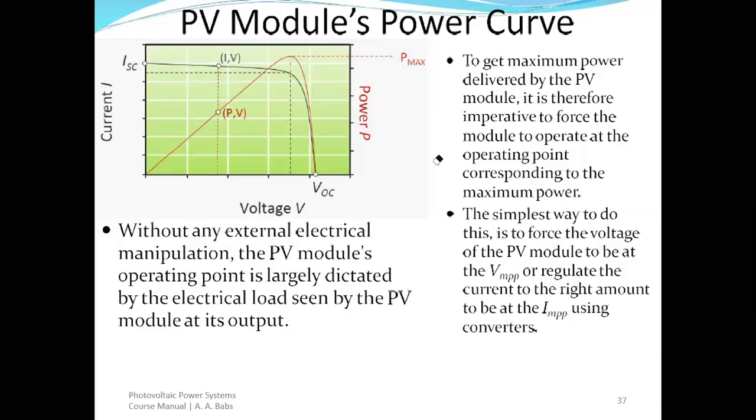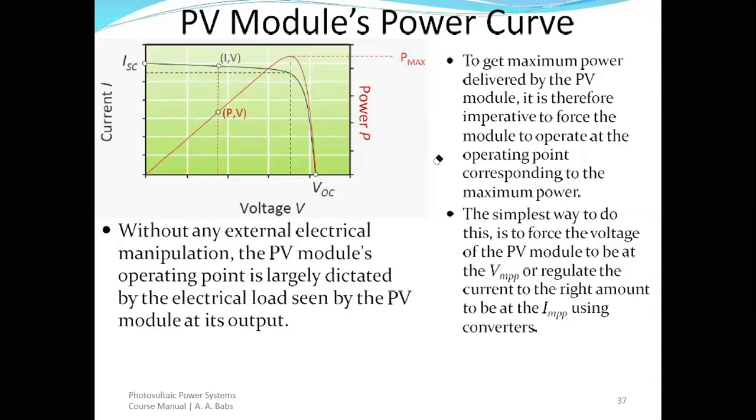To get the maximum power delivered by the PV module, it is therefore imperative to force the module to operate at the operating point corresponding to the maximum power. This is very important. The simplest way to make this happen is to force the voltage of the PV module to be at the maximum power voltage, and then we have the maximum power current. If we can force the voltage to operate at the VMPP or regulate the current to the right amount to be at the IMPP using our converters, this becomes very easy to achieve.